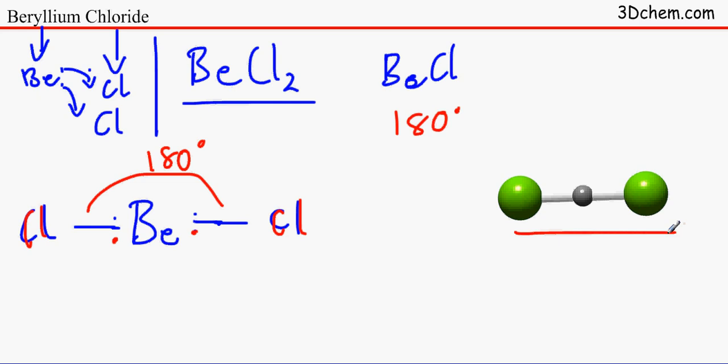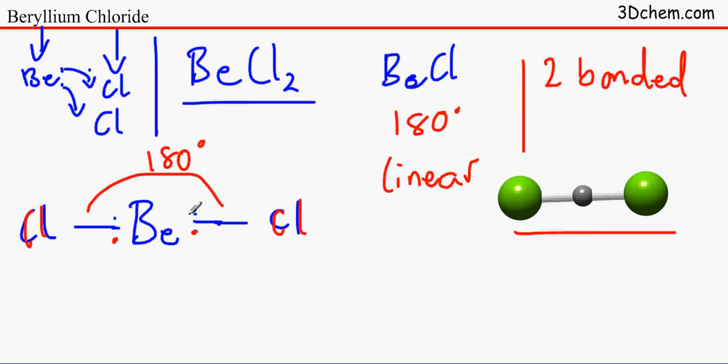And this shape is called linear, just like linear on the graph and linear in maths. We'll be talking a bit about maths, by the way, so get your maths hats on. And we've got two bonded pairs. These are called bond pairs because these electron pairs are bonded with chlorine. So that's the first thing for linear molecules.